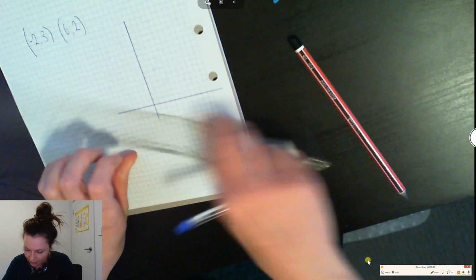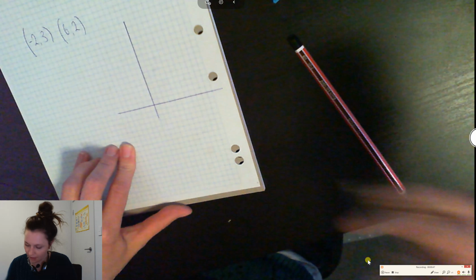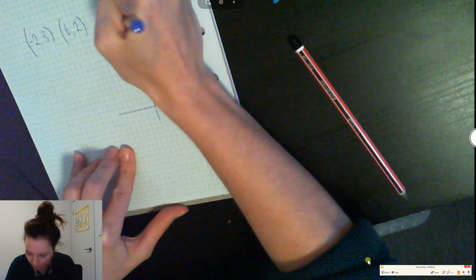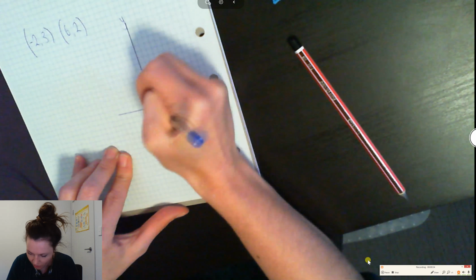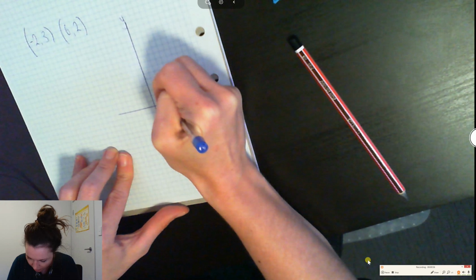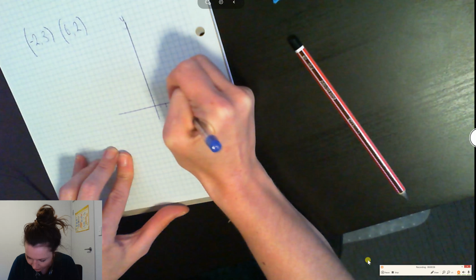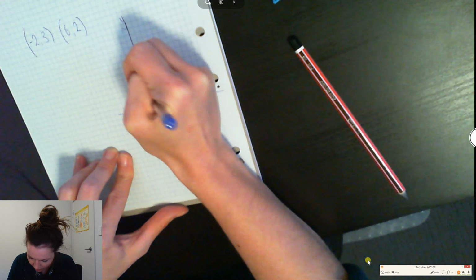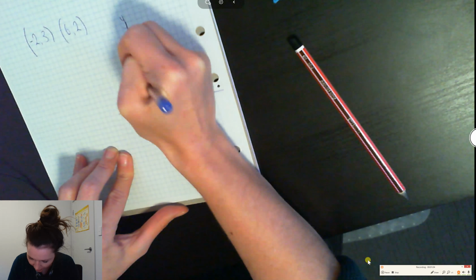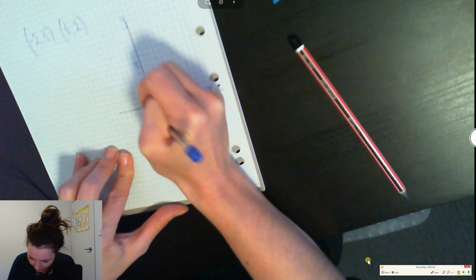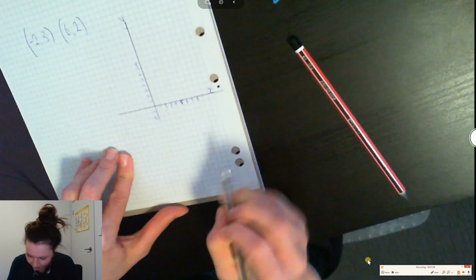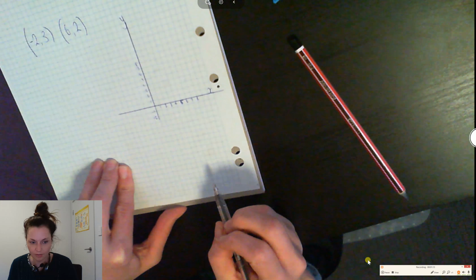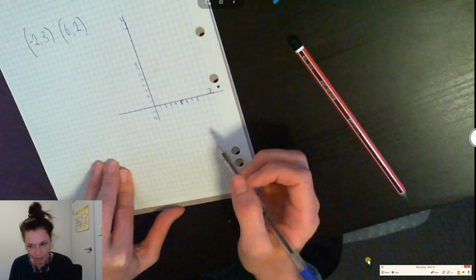So this is my x-axis, and this is my y-axis, and that's my origin. So 1, 2, 3, 4, 5, 6, 7, 8, and then 1, 2, 3, 4, 5, 6, 7, 8, -1, -2. Okay, perfect. I want to help you make the connection that we're making in class today.